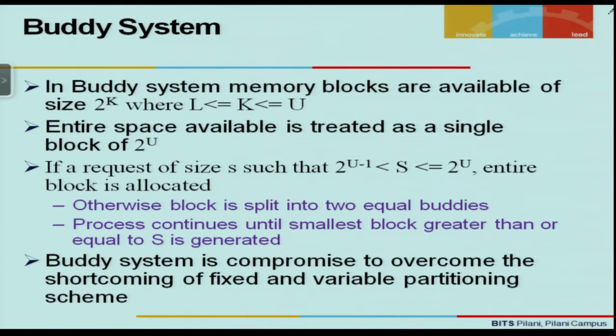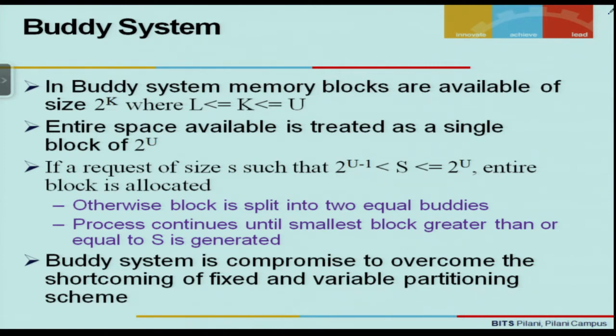We have seen that static and fixed size partitioning, static and variable size partitioning, dynamic partitioning, all these things lead to external and internal fragmentation problems. To overcome the problems faced by static and dynamic partitioning, another partitioning strategy was proposed, which was termed as a buddy system.